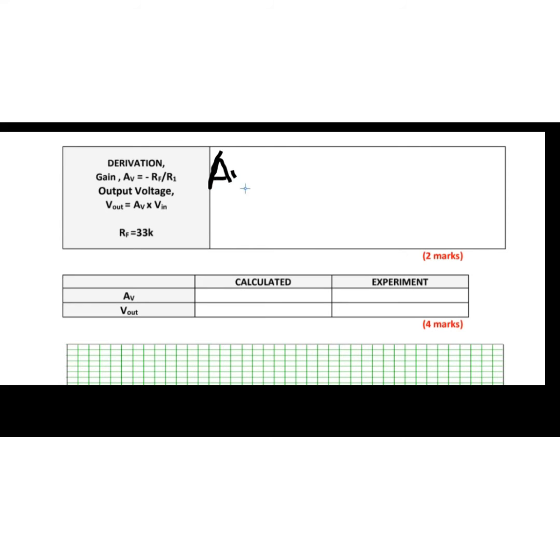Now is the calculation for 33 kilo ohms. So AV equals negative 33 kilo ohm divided by 1k, and we get negative 33 kilo ohms. And for the V out is AV times V in, and now AV is negative 33 times negative 1 volt. So we get negative 33 volt.